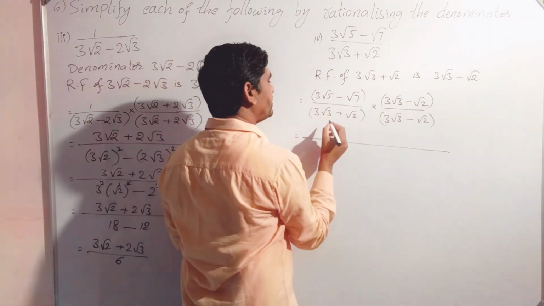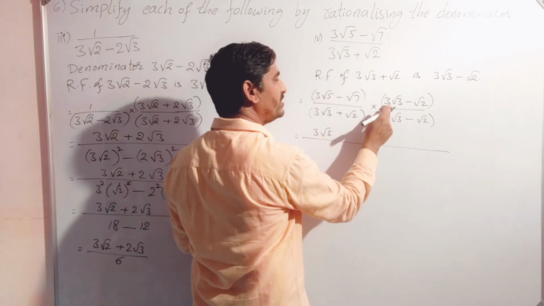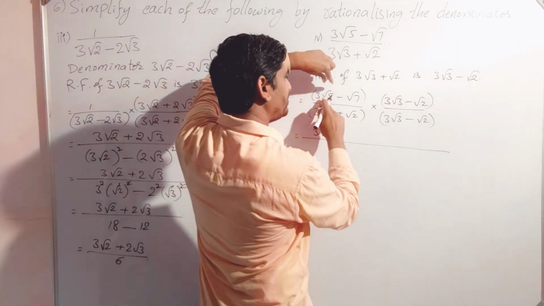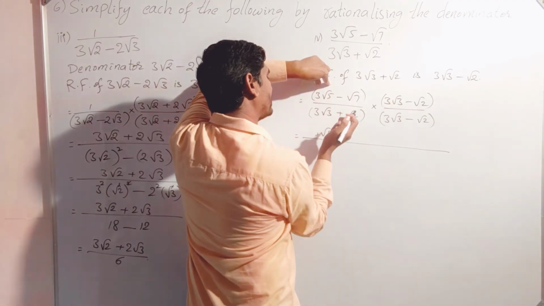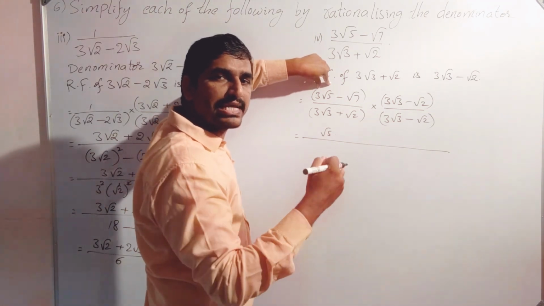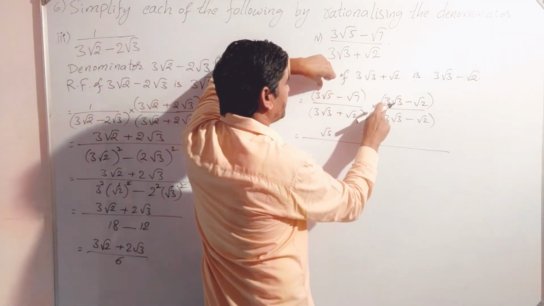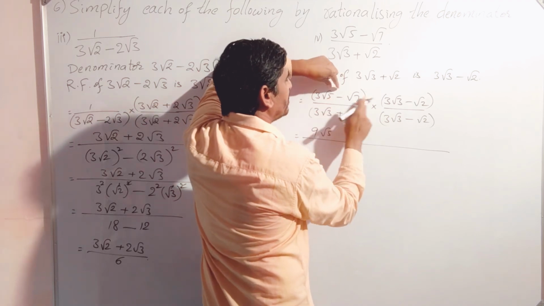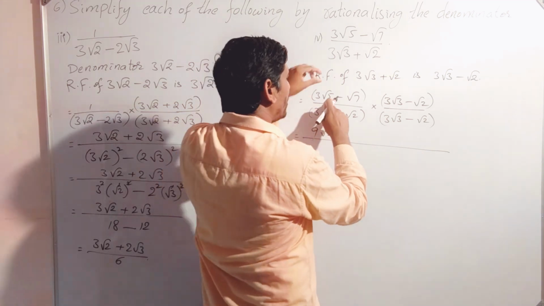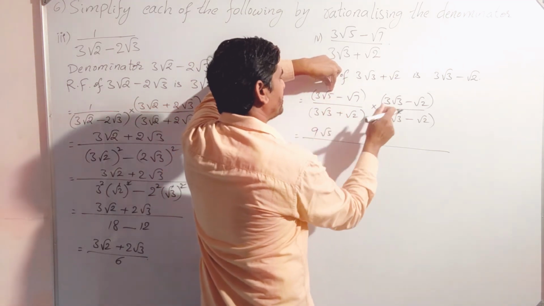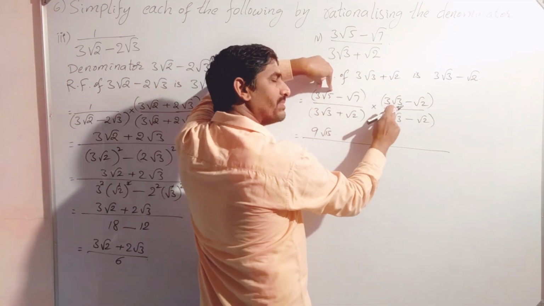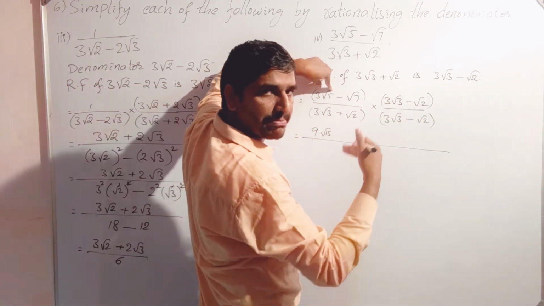Now the numerator is 3 root 5 into 3 root 3. The first term: rational number into rational number, irrational number into irrational number, radical into radical. Rational number, 3 3s are 9. Inside the root terms, the radicals, in this 5, in this 3, 5 3s are 15. Now the first term and second term: we have to multiply with this and with this also separately.